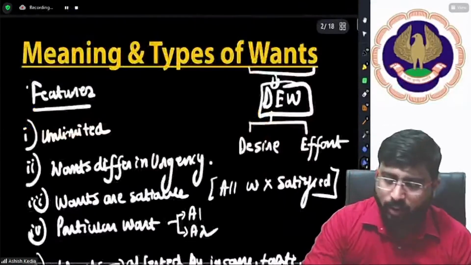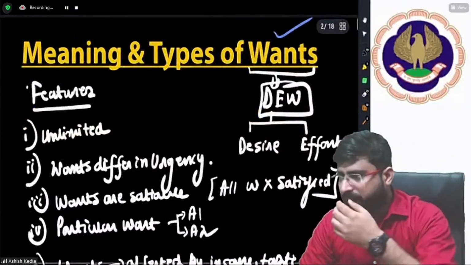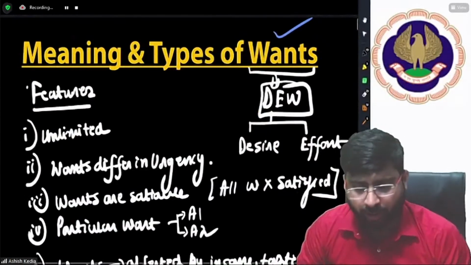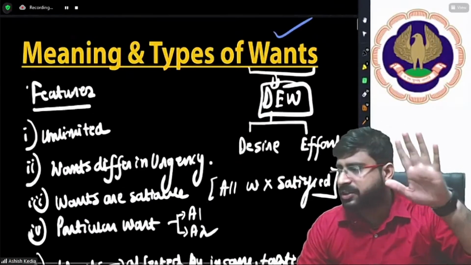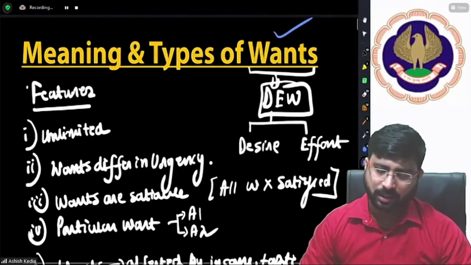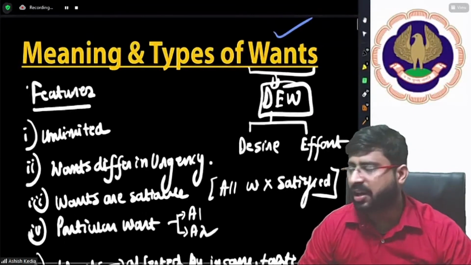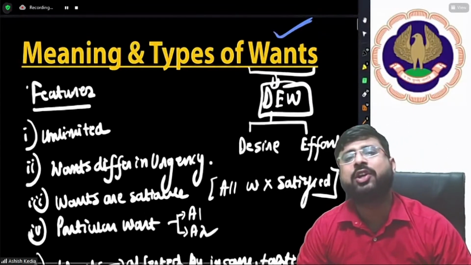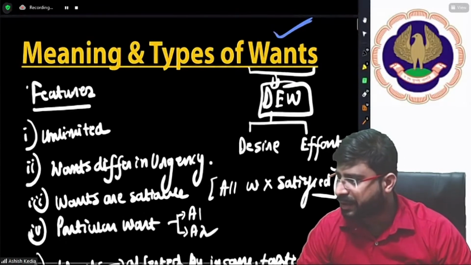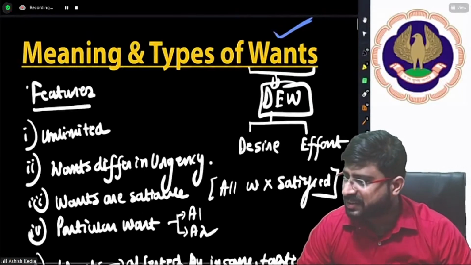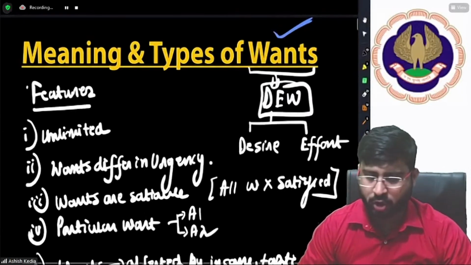Now, there is a concept of wants. First topic of the day: wants. Guys, all of you must have had this soft drink called Mountain Dew. So I will give you a trick for the definition of wants. The trick is DEW. What does it mean? DEW: desire plus effort equals wants.